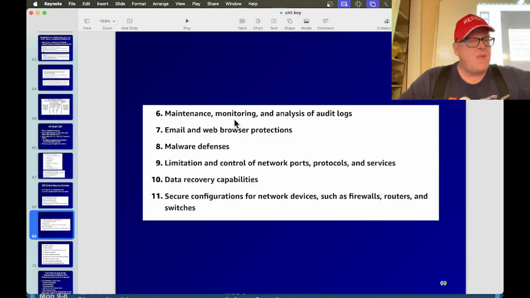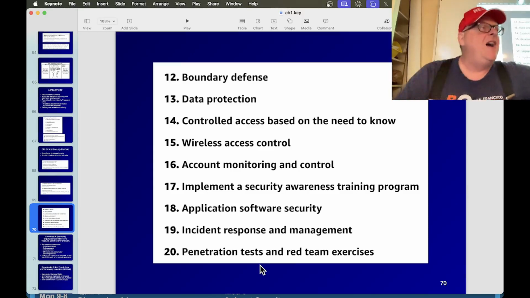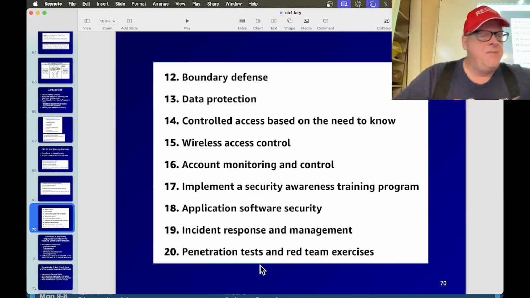All right. Then they have a lot of later ones, like analyzing your audit logs, malware protection, data recovery. These are good things. They have 20 controls that are good. But like I say, they're in order of importance. The first 5 are enough to stop most vulnerabilities.